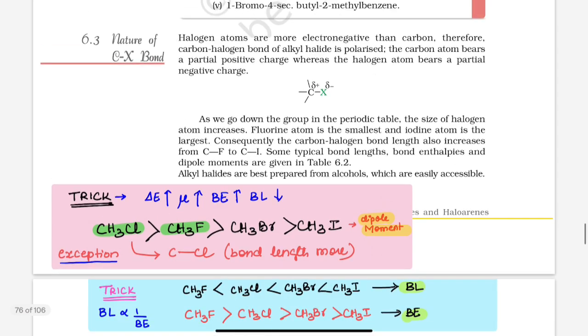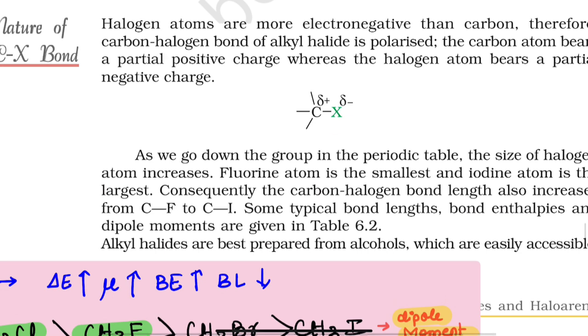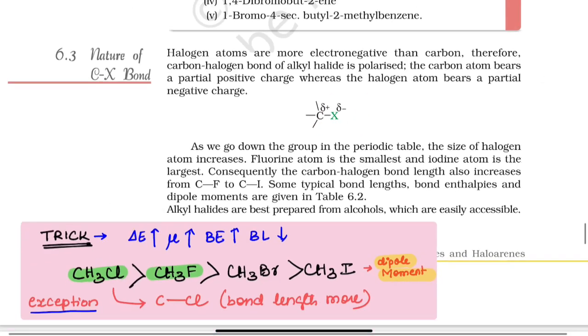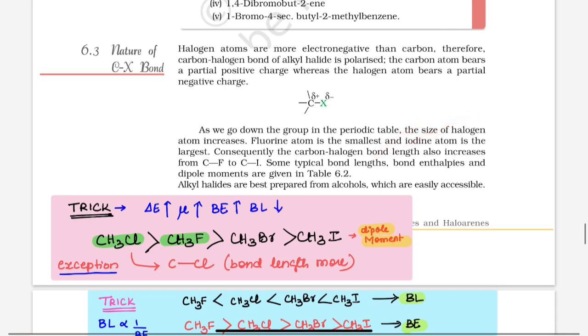Next we will go for nature of C-X bond, that is carbon halogen bond. Here halogens, you know that they are highly electronegative when compared to carbon. Therefore, they will pull the bonded electrons towards themselves. As a result, they are going to get a partial negative sign and the carbon atom is going to get a partial positive sign. So this much you learn from here.